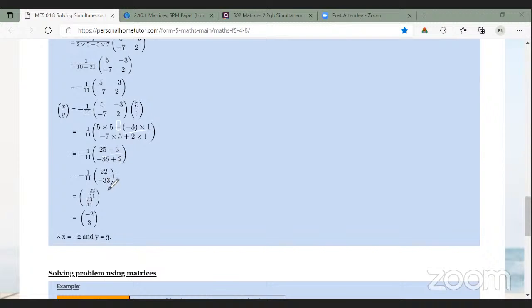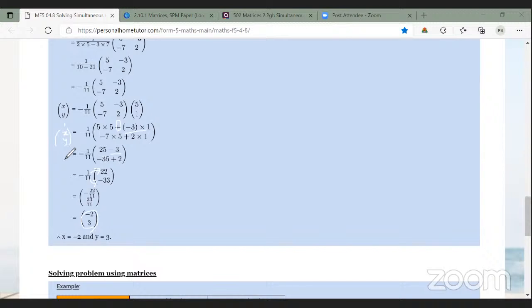So once you get this, then you just times it in. So it goes -1/11 times 22 and -1/11 times -33. So when you times that, you will get -2 and 3. So like I said, you should usually copy everything down. So then you would probably get something like this. It's quite repetitive, but it helps you avoid making mistakes.